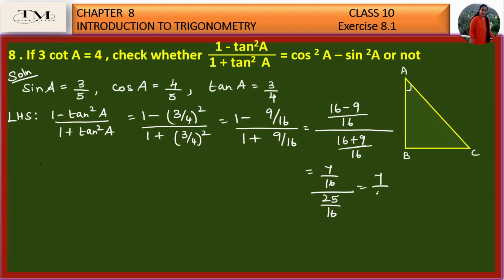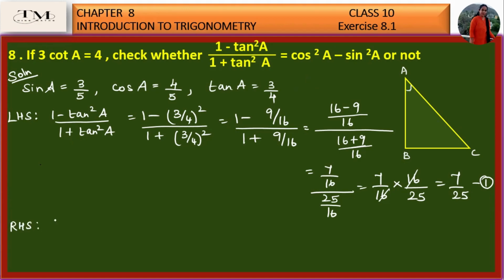So 7 by 16, if we take the numerator on top, it will become division. So it will be reversed, 16 by 25. So 16 gets cancelled. So the answer is 7 by 25. So this is the first one. (1 minus tan square A) divided by (1 plus tan square A) is 7 by 25. Now we will find RHS.